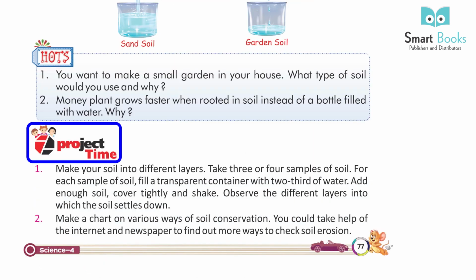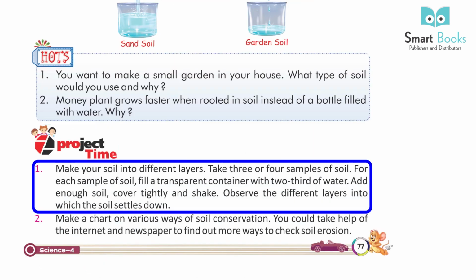2. Money plant grows faster when rooted in soil instead of a bottle filled with water. Why? Project time. 1. Make your soil into different layers. Take 3 or 4 samples of soil. For each sample of soil, fill a transparent container with 2/3 of water. Add enough soil, cover tightly and shake.